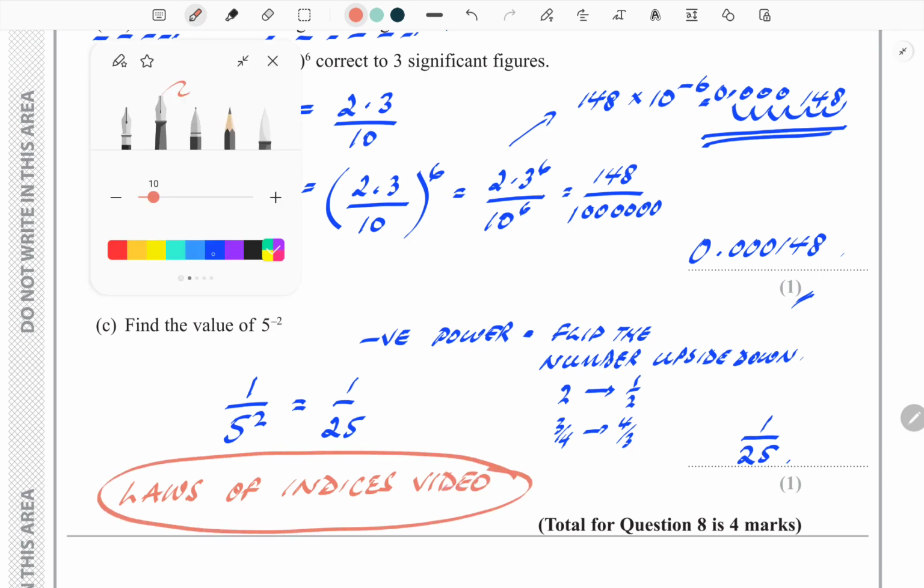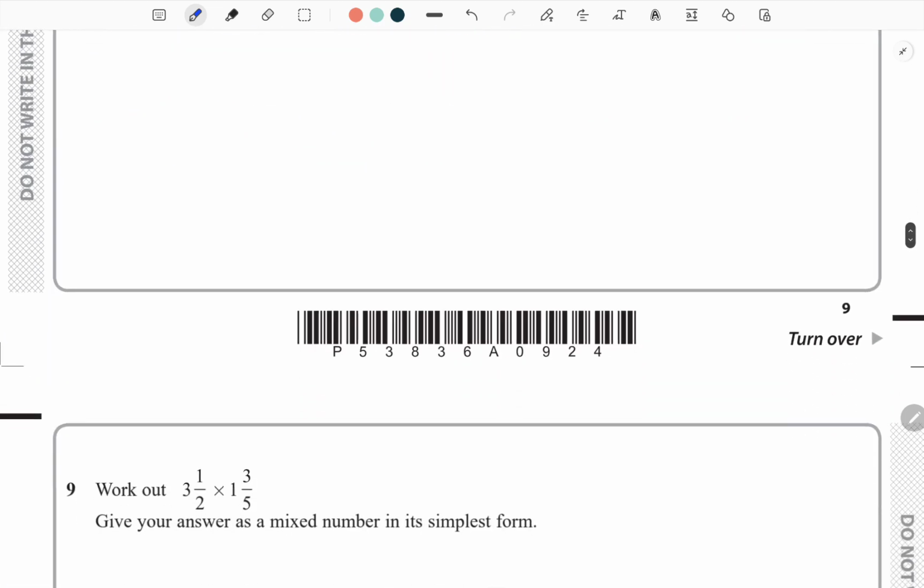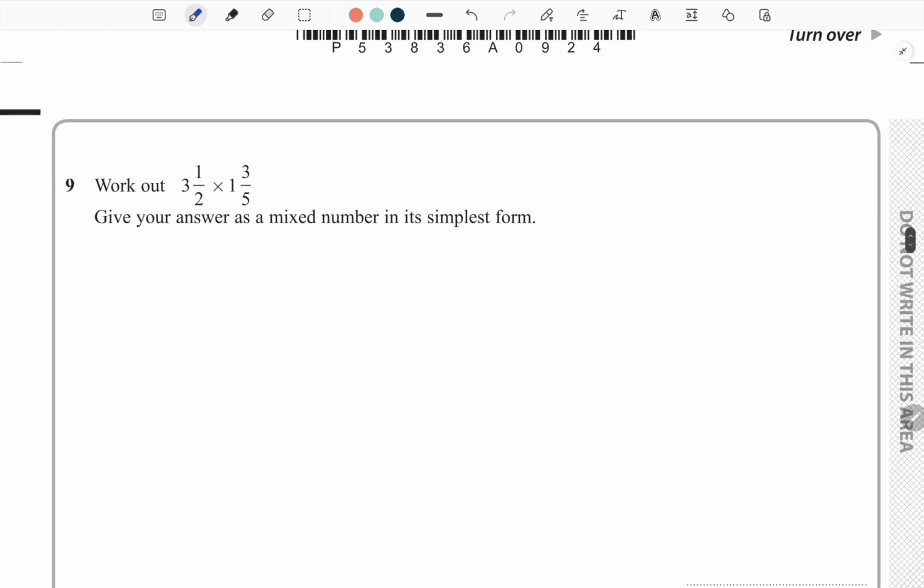Okay. Right. Next question, number 9. Very similar to a question in the previous paper I did. And with these ones, you can see you've got mixed numbers. Before you can actually work with fractions in terms of multiplying, dividing, adding, subtracting, etc., the best thing to do is to change them to improper fractions, do the particular calculation, and then change it back to mixed numbers if necessary.